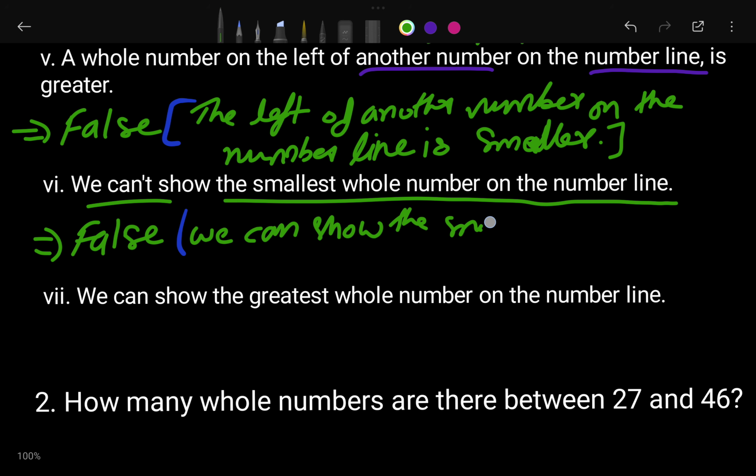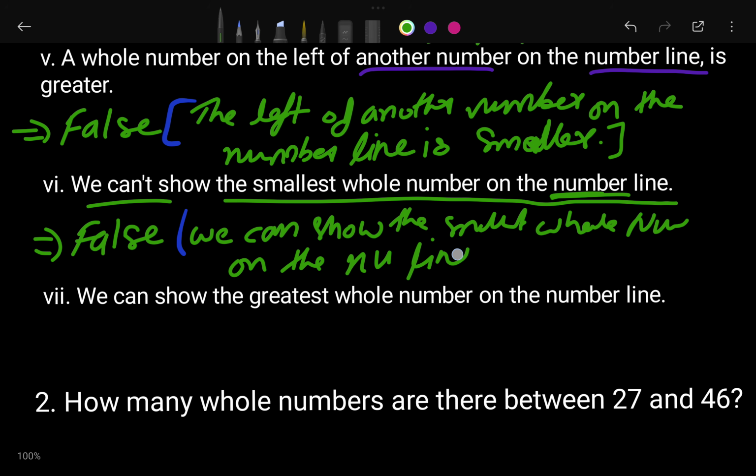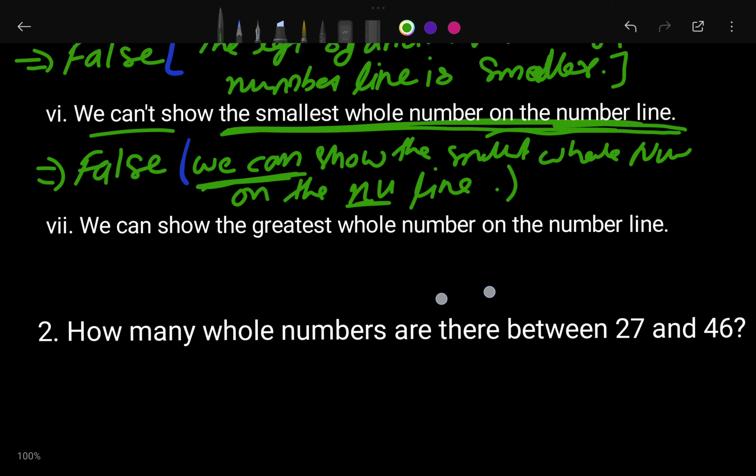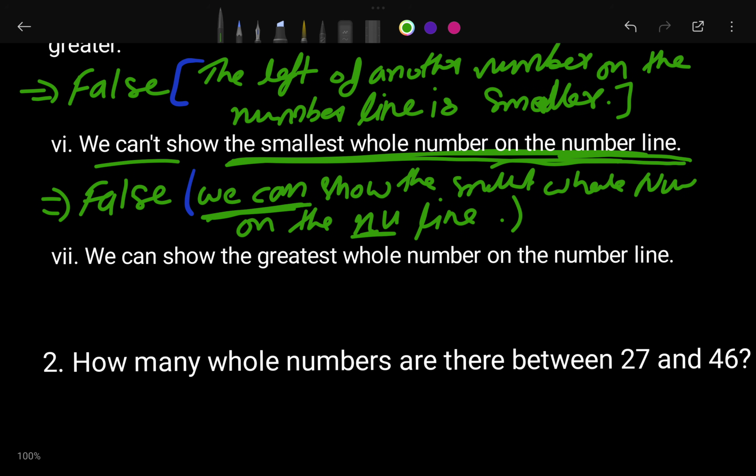Okay, the smallest whole number, whole number on the number line. Okay, "nu" means that's number only, and then you can write the line. Okay, you can write the same from here. You can write all this here and then close the bracket. That's enough. Okay, then the seventh one: we can show the greatest whole number on the number line.